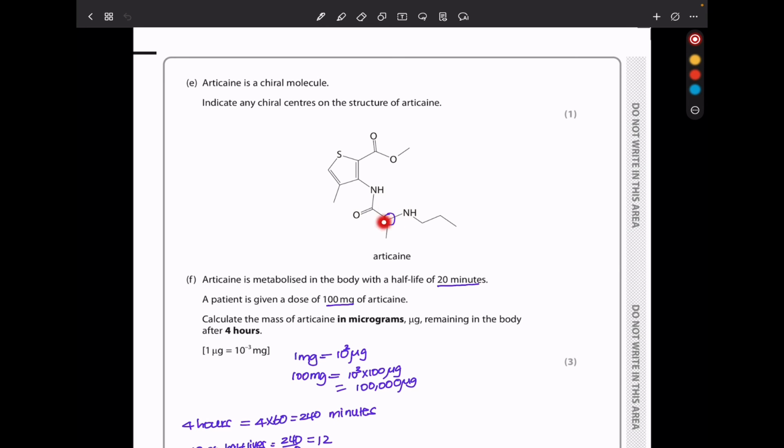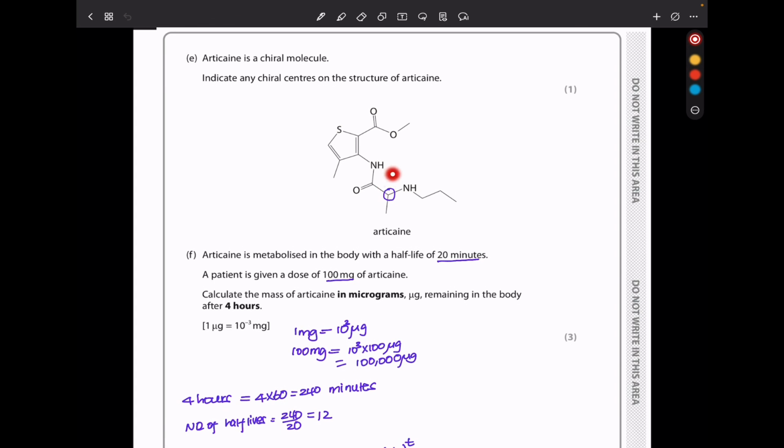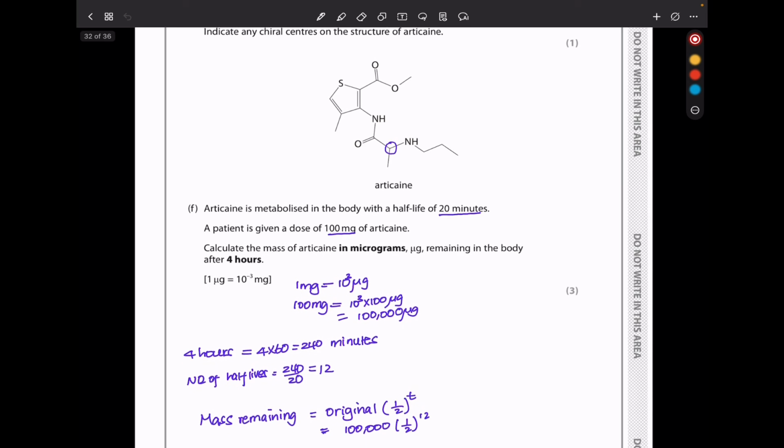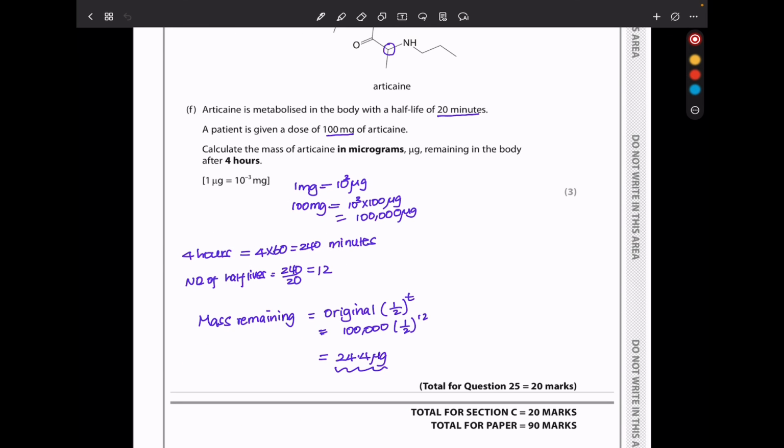This is one chiral center, and again remember a chiral center is a carbon which is attached to 4 different groups. There is a hydrogen here, a CH3, then there is this group, and that group here, so they are all different. Next, they say adecane is metabolized in the body with a half-life of 20 minutes. A patient is given a dose of 100 milligrams of adecane. Calculate the mass of adecane in micrograms remaining in the body after 4 hours.